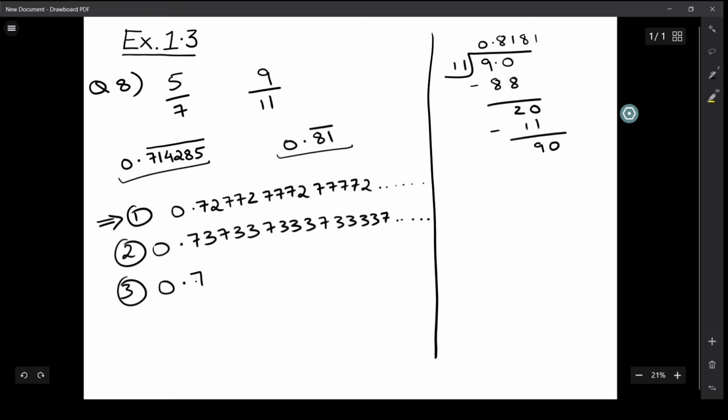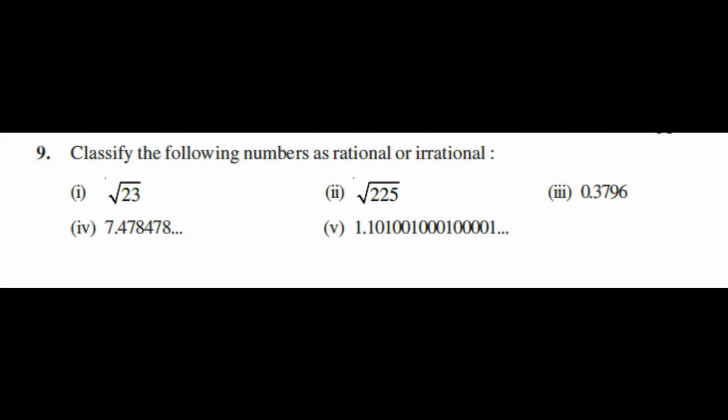Another third number could be 0.74, 744, 7444, 4 times 4, and so on. Again, non-terminating, non-recurring, greater than 5 by 7, less than 9 by 11, irrational number. This gives us 3 irrational numbers between these 2 numbers. And that's your solution. You can obviously have unlimited number of solutions for this. I've just written 3 of them.